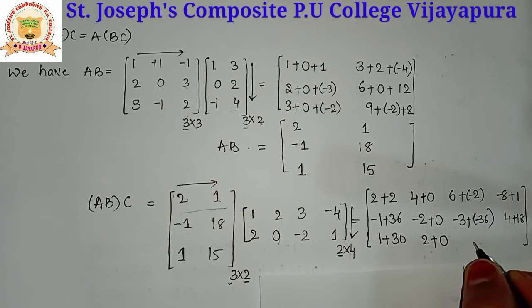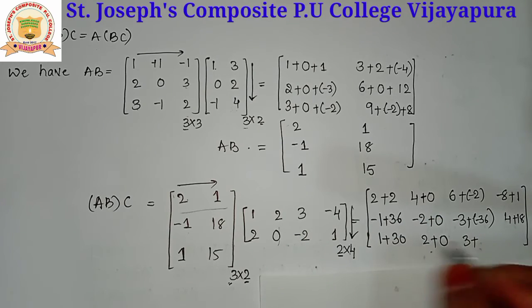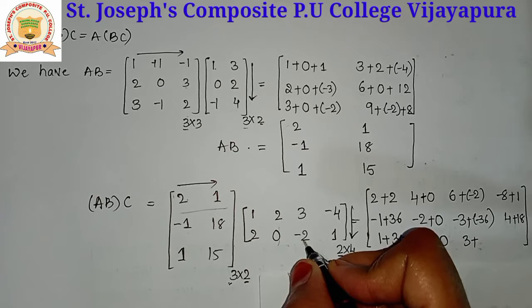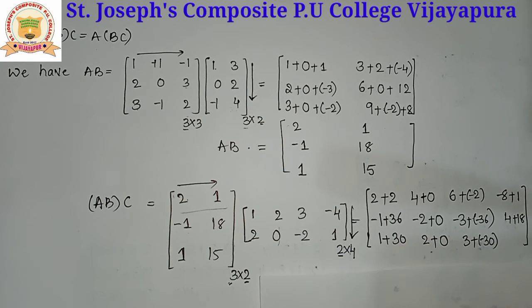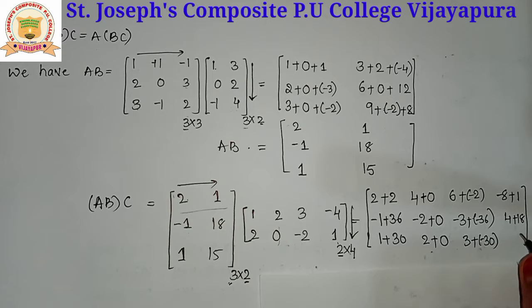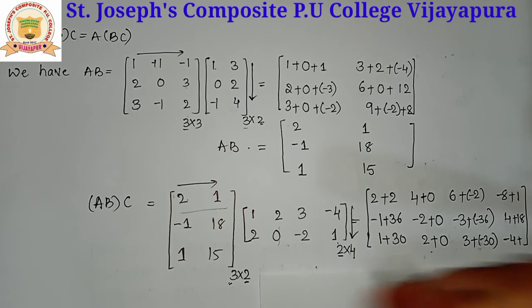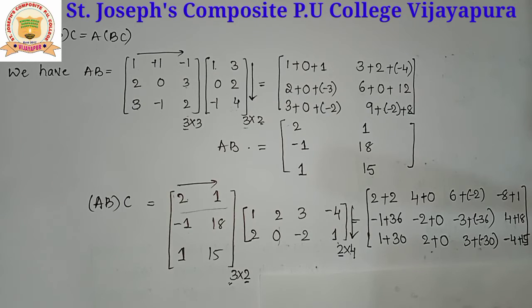Our next element will be A33, which means third row, third column. 1 into 3 is 3 plus 15 into minus 2 is minus 30. Our last element will be A34, which means third row, fourth column. 1 into minus 4 is minus 4 plus 15 into 1 is 15. So this is the matrix AB into C. Now we have to simplify this.